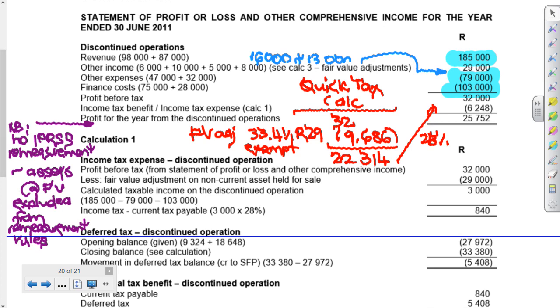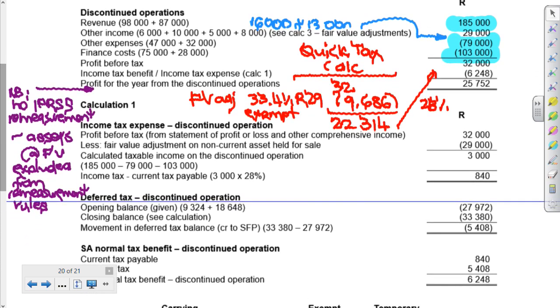If you look at their calc, they start with a tax calc where they start with a 32 and they remove the fair value of 29, because at the moment that's not even capital gains yet. It's just a remeasurement. And I'll end up with 3, and I pay tax on 3, which is 840.